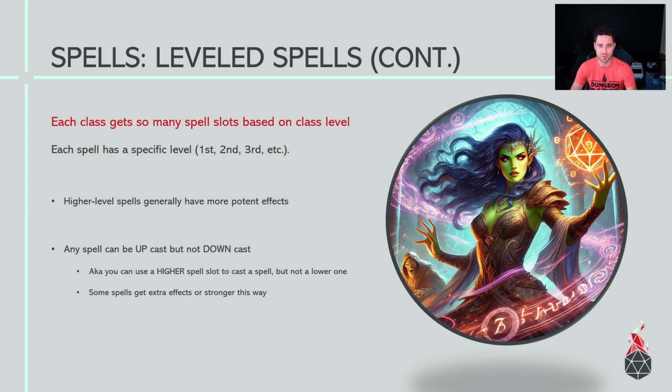So if you have a level 1 spell, and you only have level 2 spell slots left, you can use one of those to cast that level 1 spell, but vice versa, if you had a level 2 spell and you only had level 1 spell slots left, you cannot do that. Some spells get extra effects or they get stronger if you upcast them, but not all do. Some just allow you to cast the spell as it is at whatever level it's normally cast at.